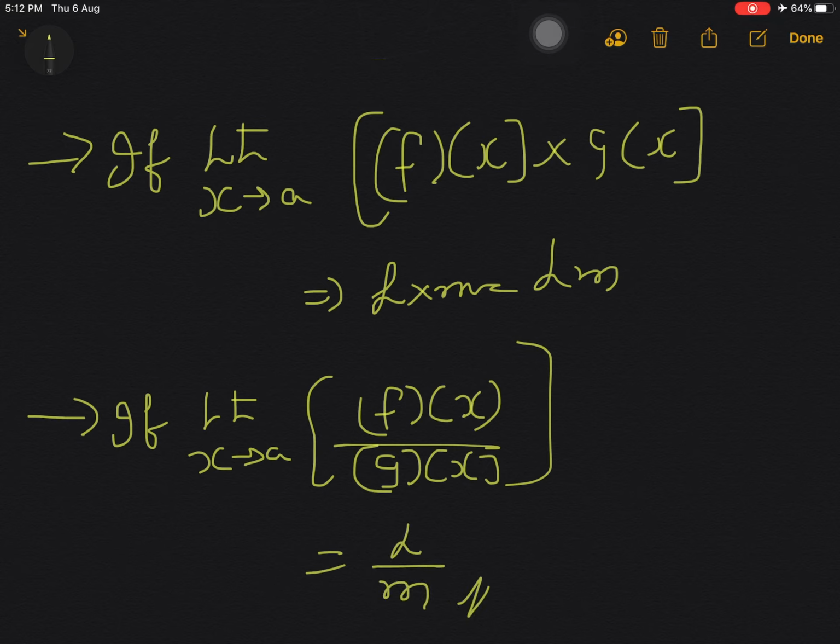Next we will solve problems on algebra of limits. I think all of you have understood this lecture, and if you have any doubts, please feel free to ask me in the comment box.